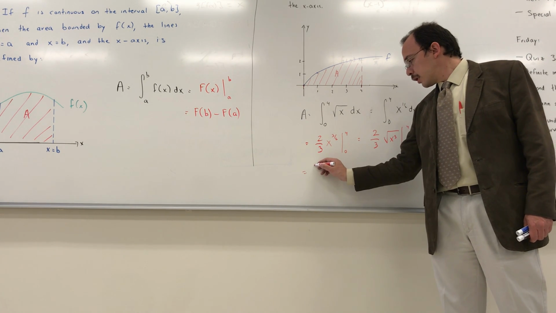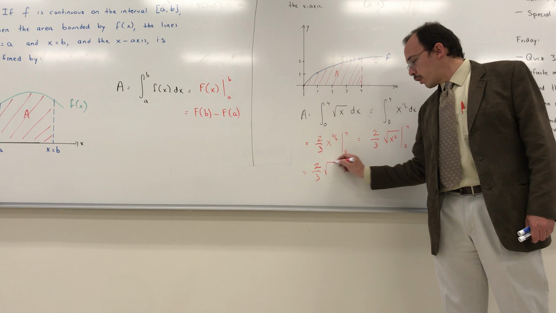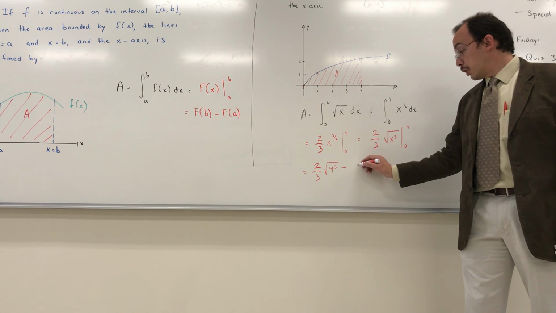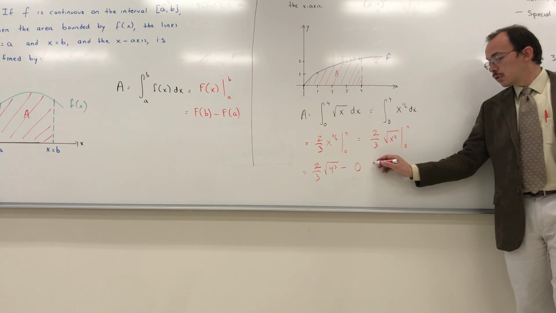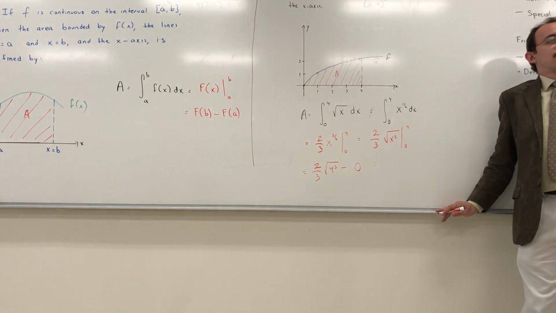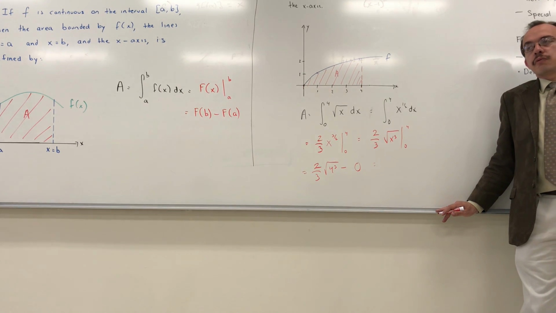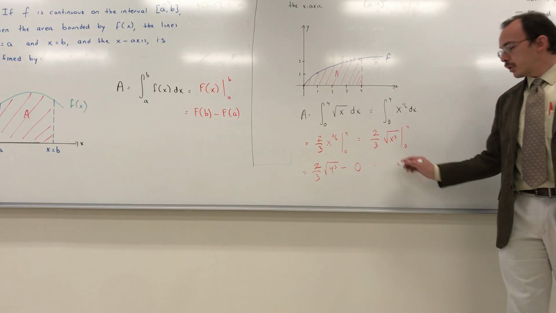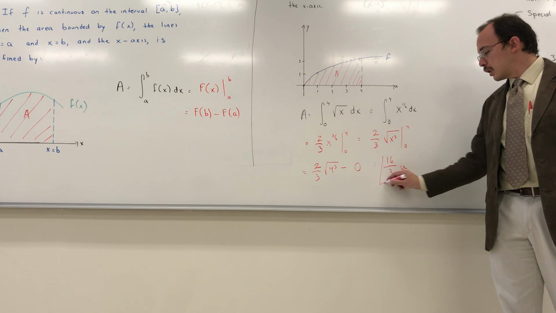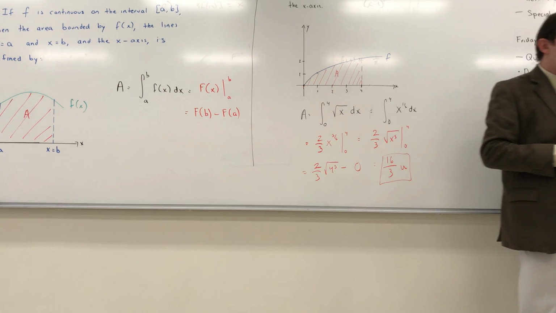So it's going to be 2/3 square root of 4 cubed minus 0, because it's 0. So the answer is going to be 4 cubed, 64, square root 8, times 2/3, 16/3 units. And that's it.